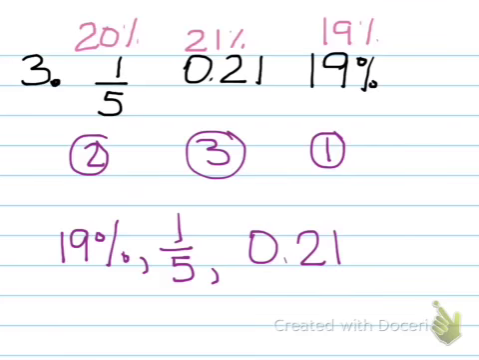All right, welcome back. Here are the answers. You should have 19%, 1/5, and then 0.21. And remember, you need to make them back to the original format. I showed up here how I had done mine. I knew that 1/5 was 20%. 0.21 when you go to the right is going to be 21%, and then 19% is already a percent for me. So like I always like to do, I made them all into percentages.